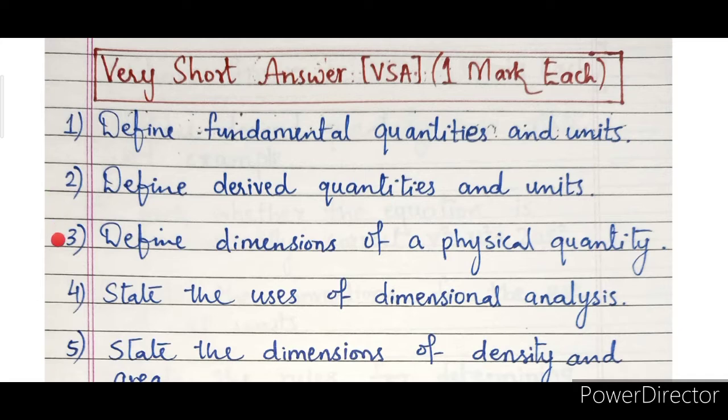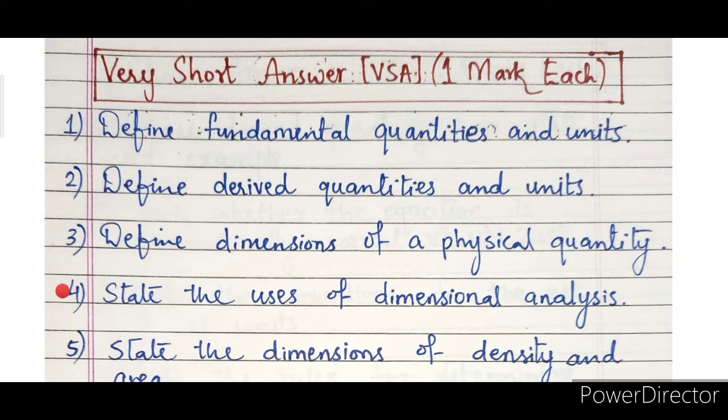Next question is, define dimensions of a physical quantity. For the definition, it is given on page number 6. The dimensions of a physical quantity are the powers to which the concerned fundamental units must be raised in order to obtain the unit of the given physical quantity. Only this much definition you have to write for 1 mark.